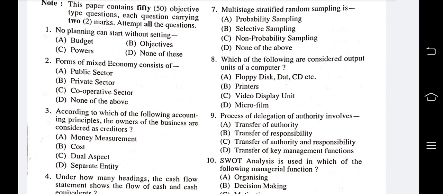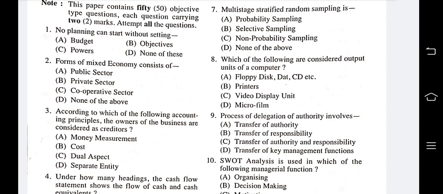Here the answer is public sector, that is A, because public sector means every individual can invest. So it is the mix of government, private and any other bodies. So the answer is A, public sector.